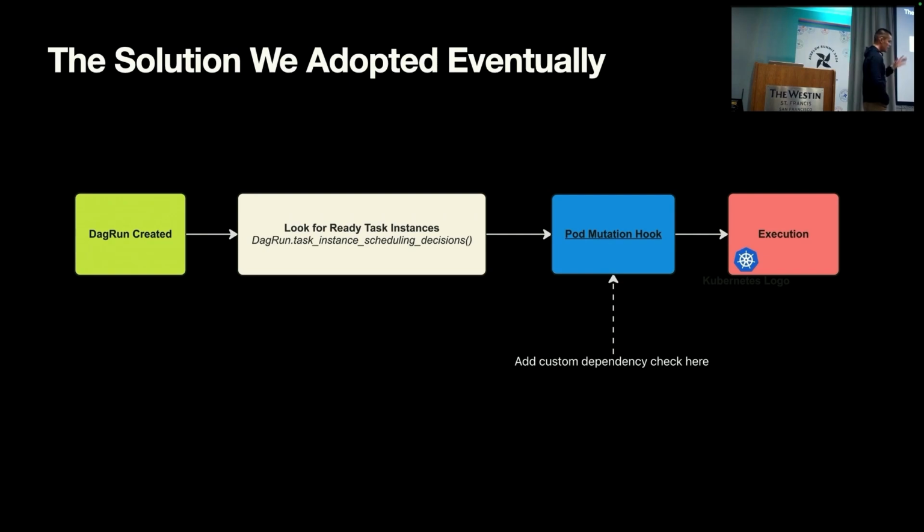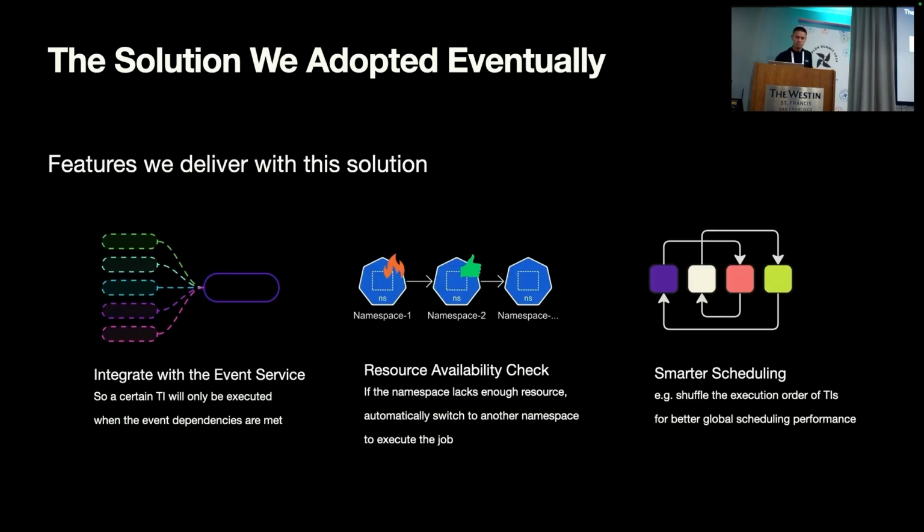So in our current implementation, we're doing that in the pod mutation hook because we use the Kubernetes executor, right? So in the pod mutation hook, we write the code to check all the dependencies, like event dependencies, or certain stuff, like if this task is really, really ready to run, or if it's an optimal time to run, right? This is not ideal because we don't want it to be the pod mutation hook. There is no fixed template, no fixed practice to do that, but this is the solution we're using now.